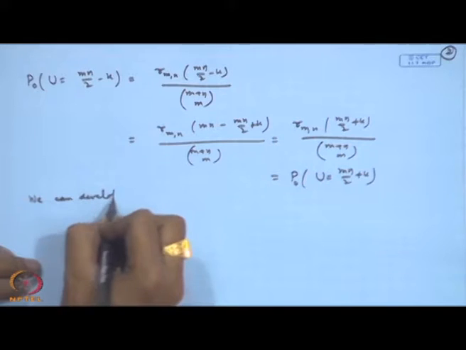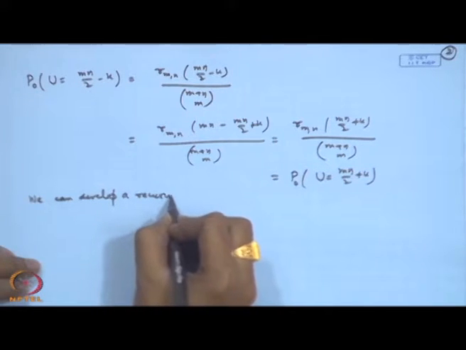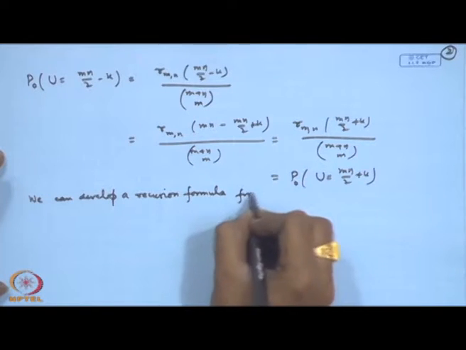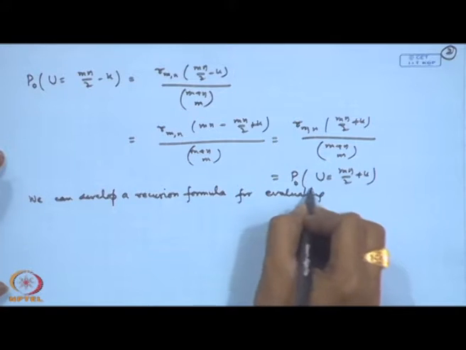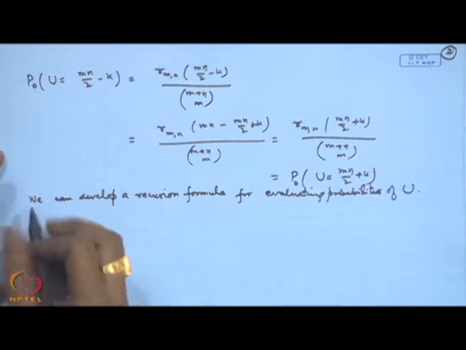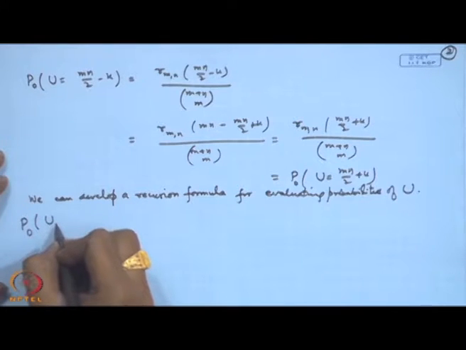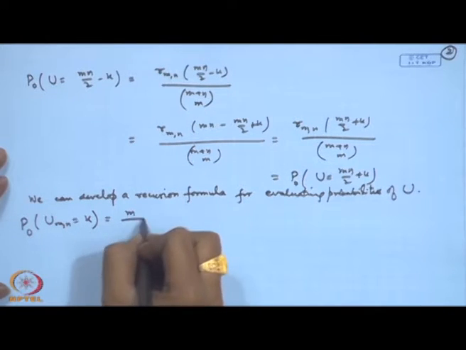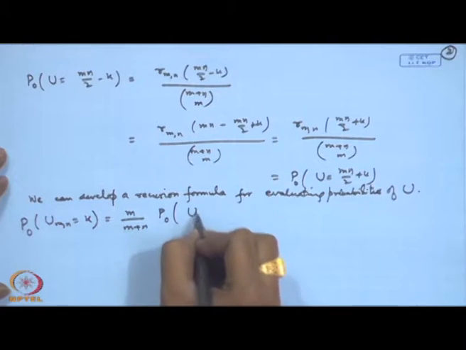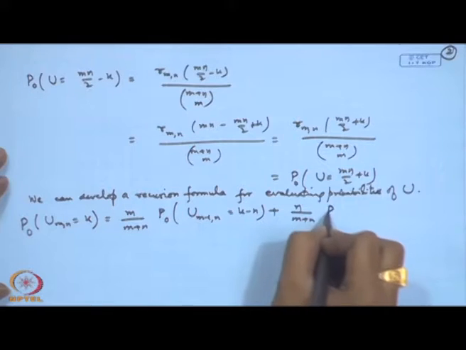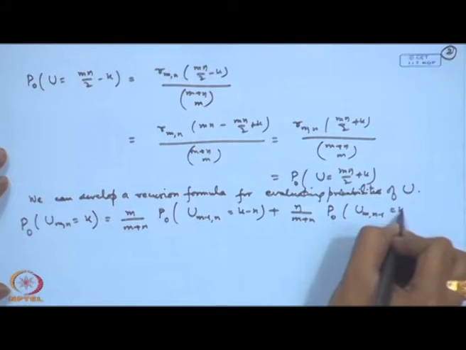we can develop a recursion formula for evaluating probabilities for the distribution of U. That means, if I consider P_0(U = u; m, n), based on m observations from X and n observations from Y, then it is m/(m+n) P_0(U = u - n; m-1, n) plus n/(m+n) P_0(U = u; m, n-1).